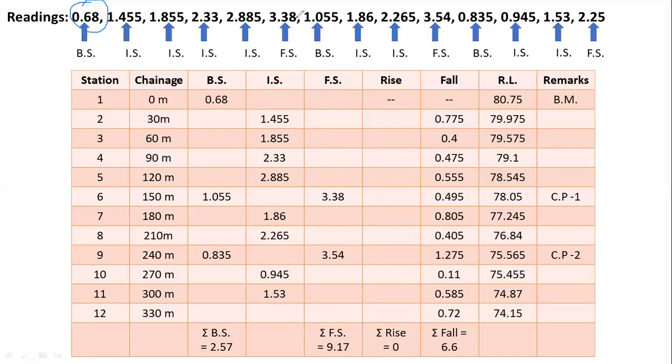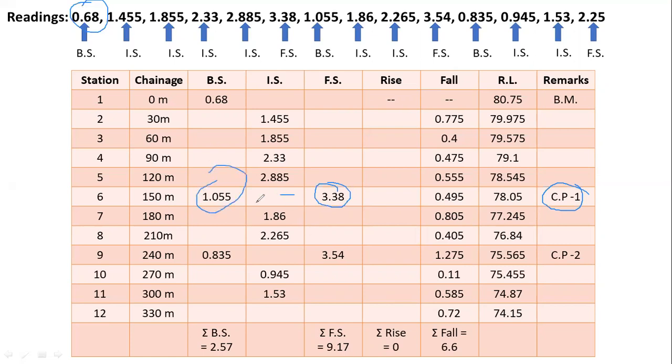After that, 3.38, so the instrument was shifted, right? This is the last reading, 3.38, so here the FS is 3.38. After shifting the instrument, we take the first reading as BS. This is CP1, changing point 1. Here in the same row we write the BS, so BS is 1.055, right?